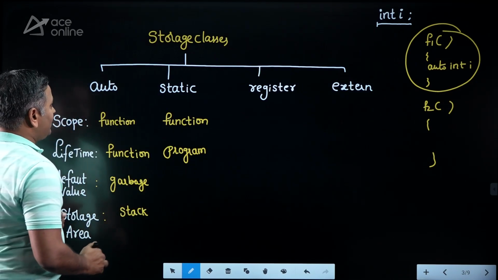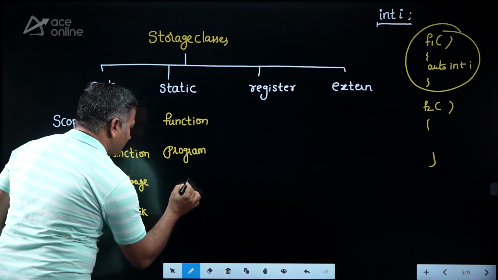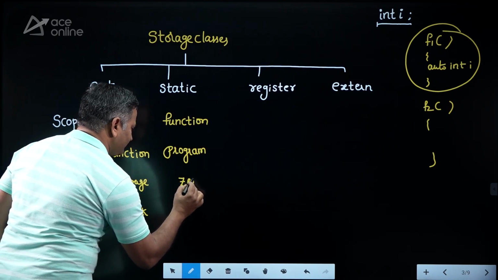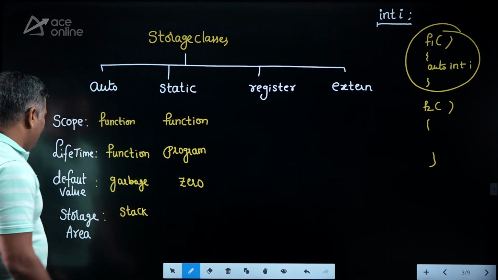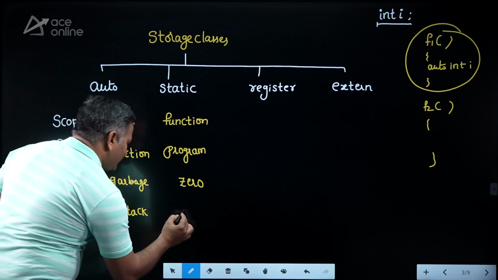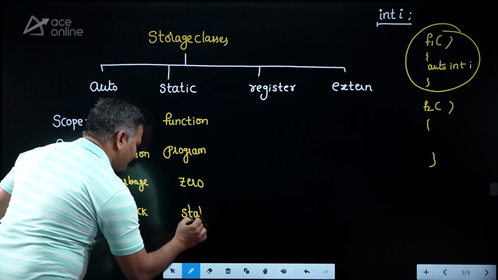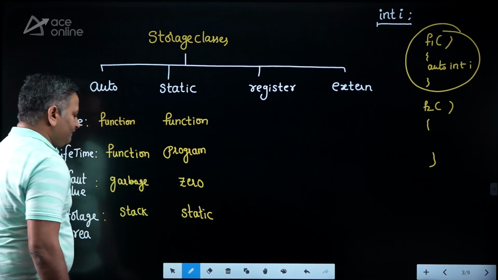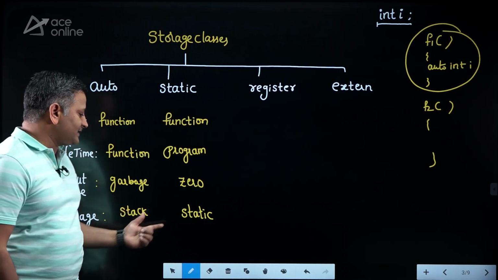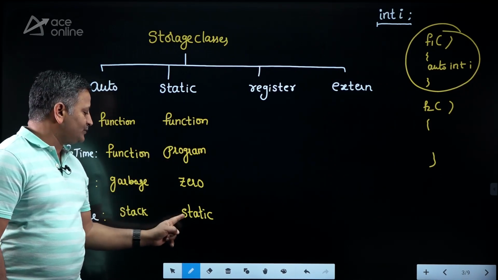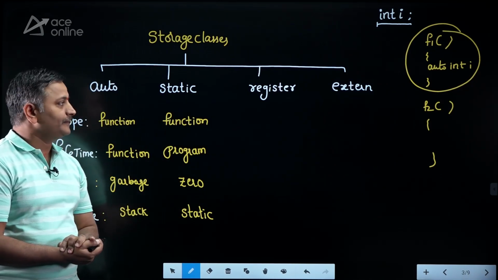And what is the default value of a static variable? The default value of a static variable is 0. And the storage area, it is stored in static memory. As I mentioned, there are 3 sections: stack, static and heap. Static variable will be stored in static memory location.